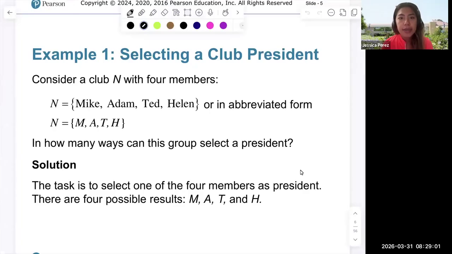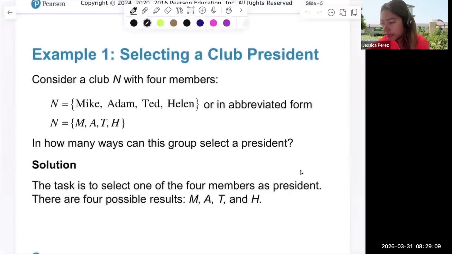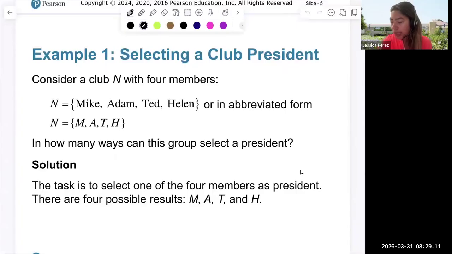Let's look at the first example. When we're selecting a club president, we're going to look at four members. So we look at something called the sample space. My list of options, my sample space, are my options. I have Mike, Adam, Ted, and Helen. I'm going to be abbreviating them as MATH.